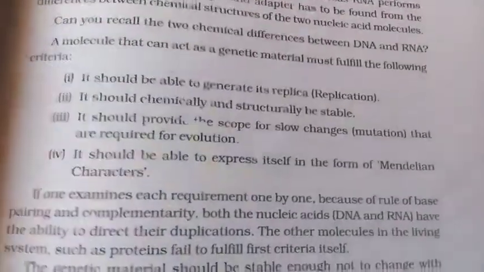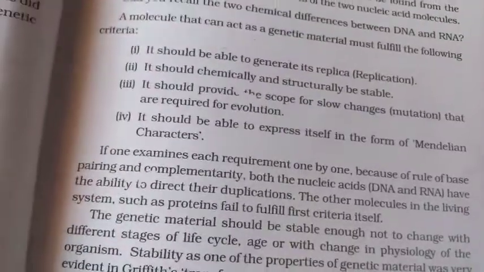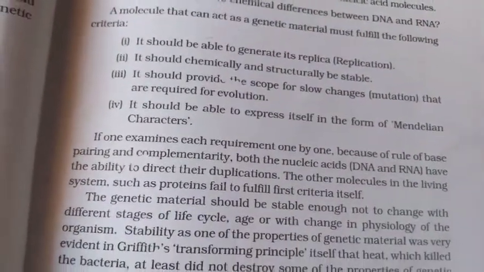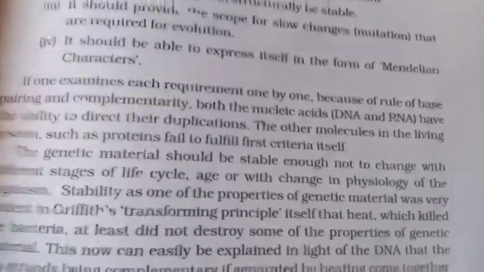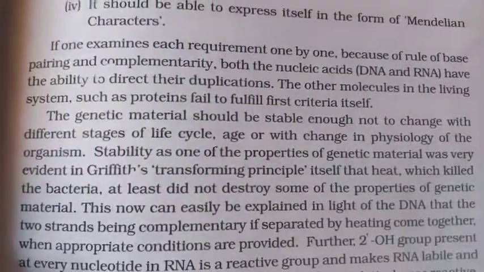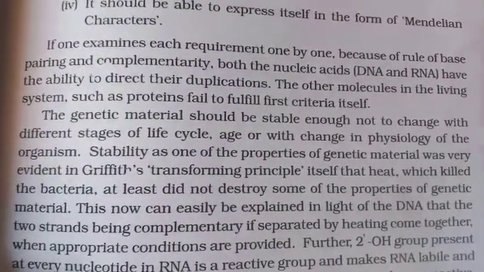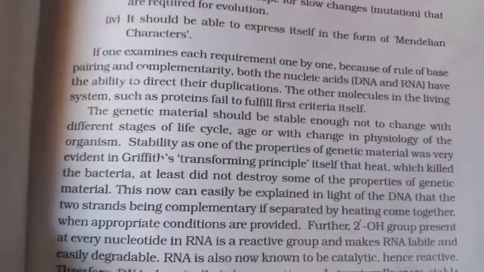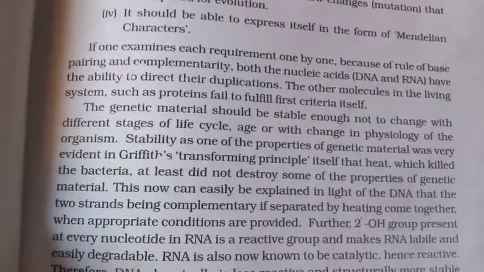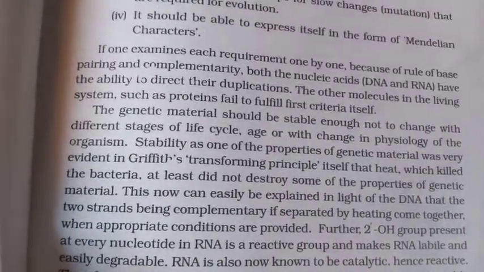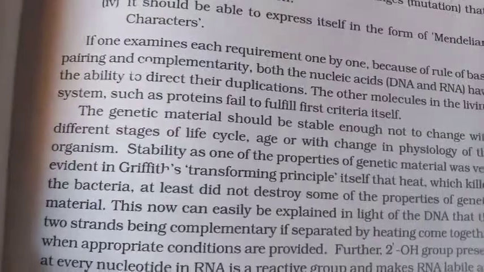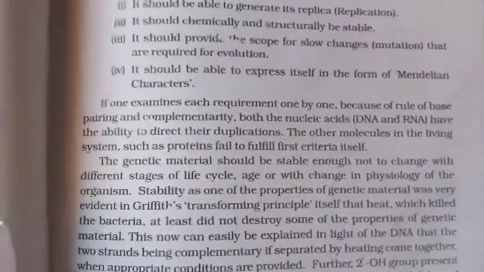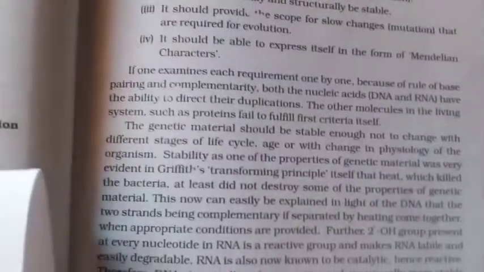If one examines each requirement one by one, because of the rule of base pairing and complementarity, both the nucleic acids, that is DNA and RNA, have the ability to direct their duplications. They are able to replicate. The other molecules in the living system, such as proteins, fail to fulfill the first criterion itself. They are not capable of replication. It is DNA and RNA which are capable of producing their own replica.